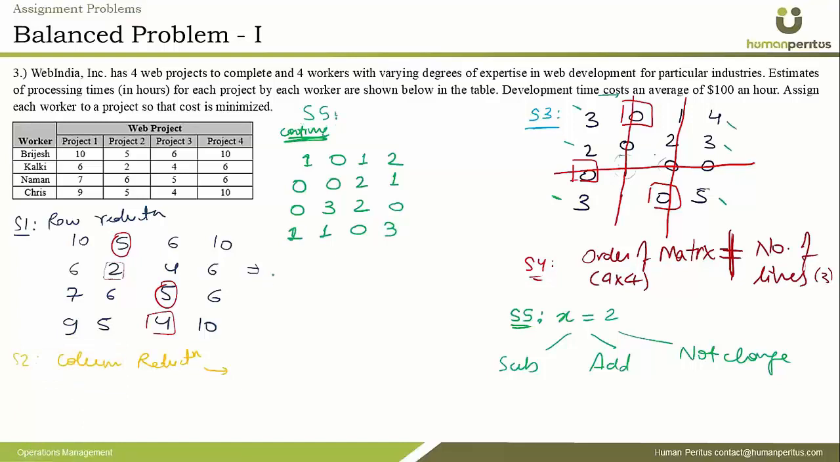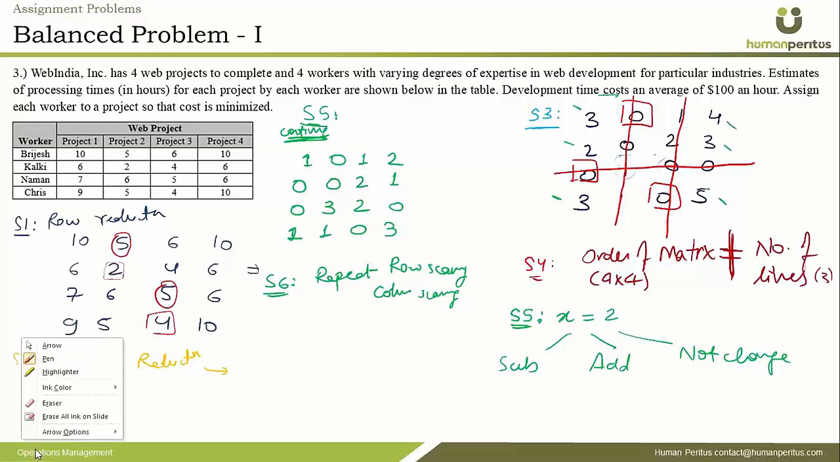Now I will move to step 6. What is step 6? Repeat row scanning and column scanning. So what I did in step 3, I will repeat again for this step 5.